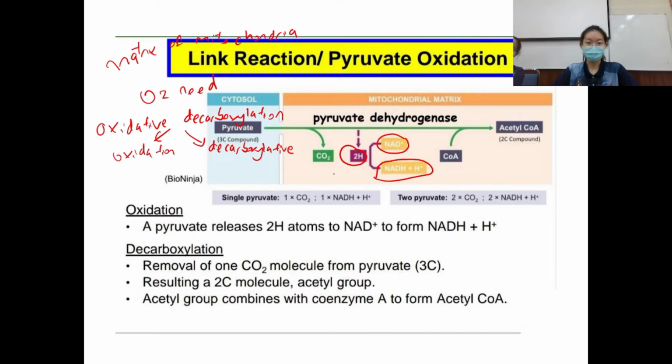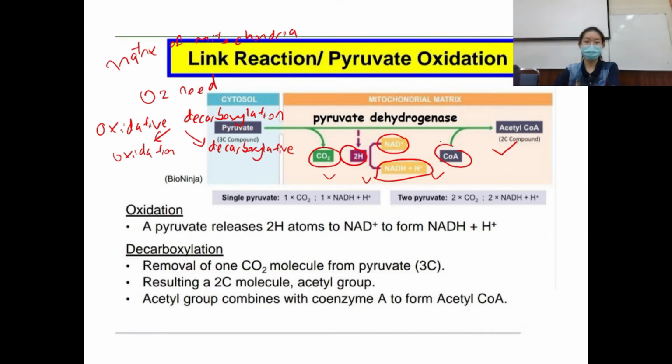After the oxidation, the decarboxylation occurs. The carbon dioxide is released, and the coenzyme A is accepted by the pyruvate. After these three processes, the pyruvate will become acetyl-CoA. Okay, so this is the link reaction. So the link reaction is when pyruvate becomes acetyl-CoA.